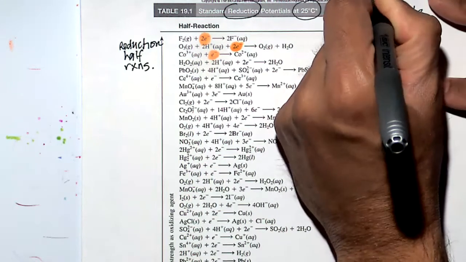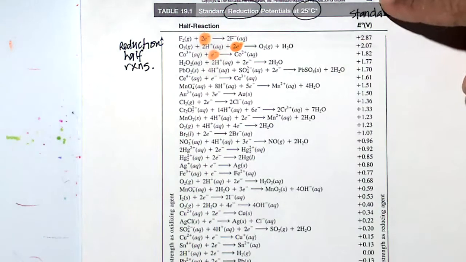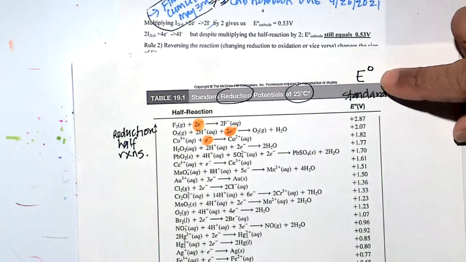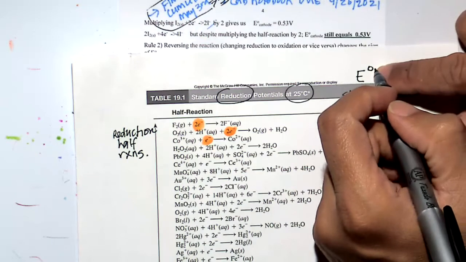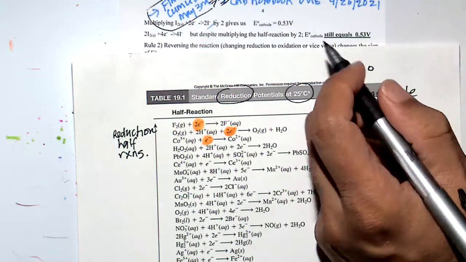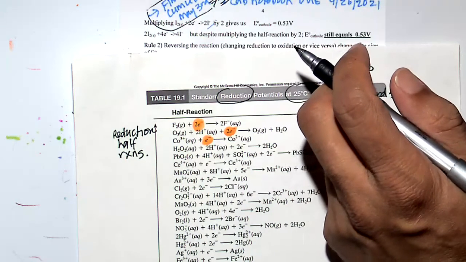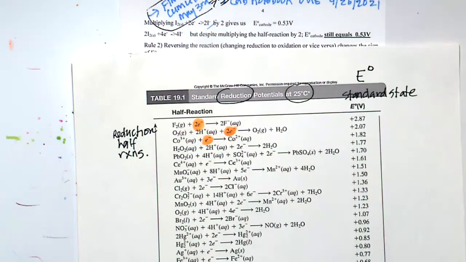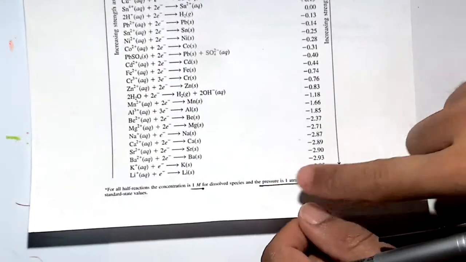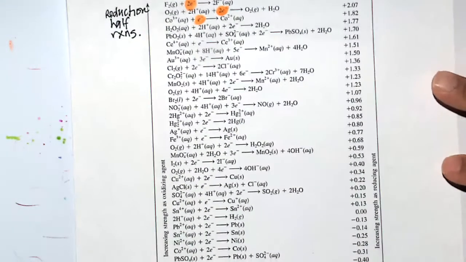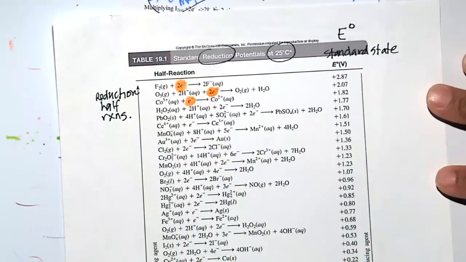Which means the E has a little superscript naught, or superscript O, which is also called naught. E naught, delta G naught, S naught, delta H naught, all those quote-unquote knots mean standard state. Again, 25 degrees C and all these different conditions. All of these are reduction half reactions.